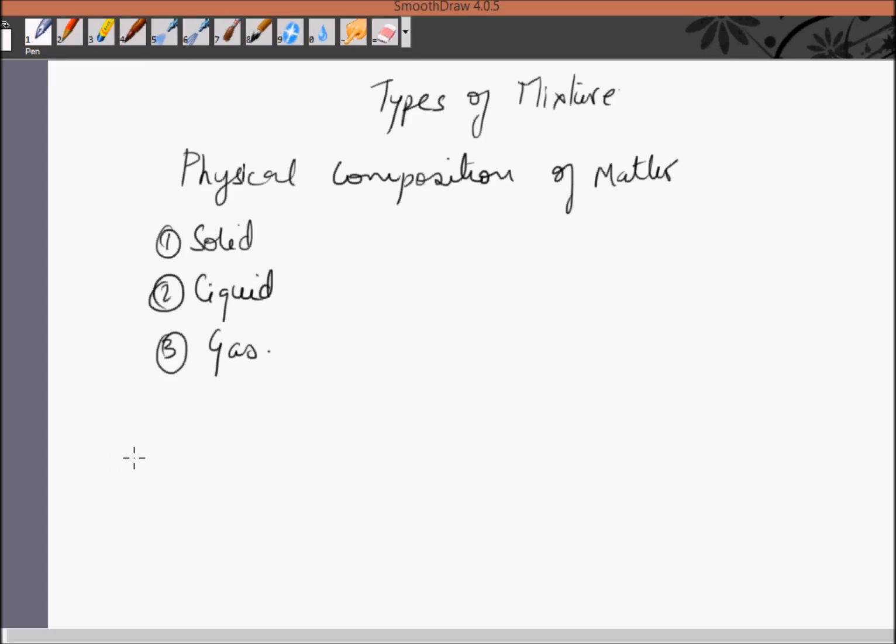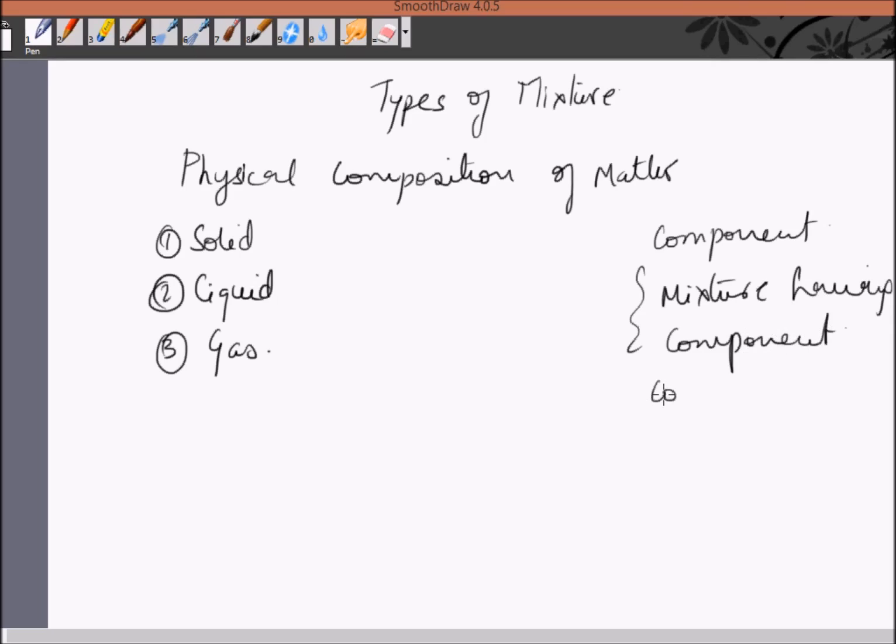So a mixture may exist in any state of matter, that is solid, liquid, and gas, depending upon the physical state of its components. Friends, what are components? Components are nothing but the contents used in a mixture. Like if we talk about the air, the many gases are the components of the mixture, that is the air.